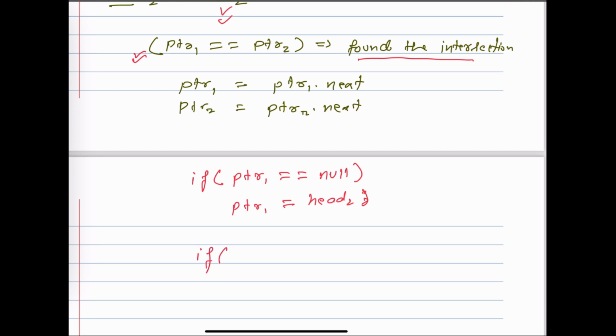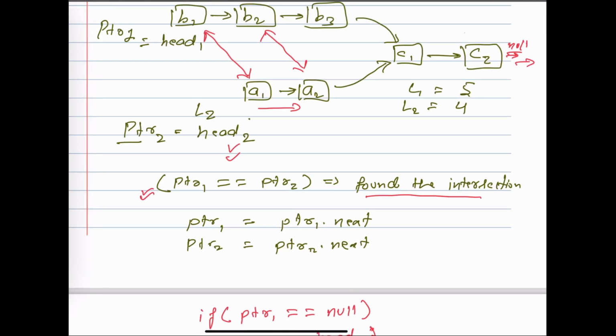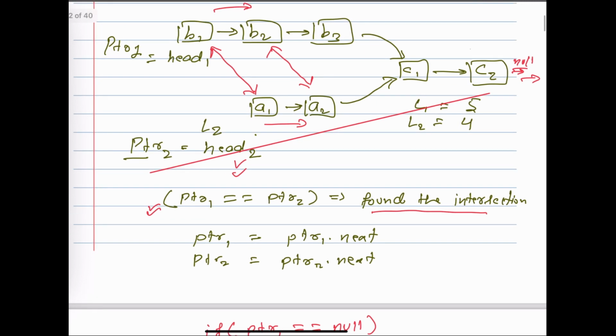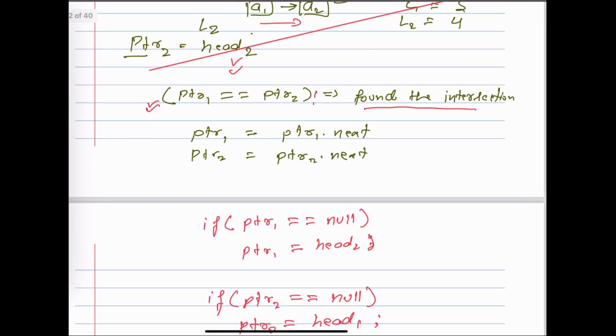And similarly, if my pointer 2 reaches null, I will make my pointer 2 point to head 1, okay? So in this case, if pointer 2 reaches null, we will make pointer 2 point to head 1. Similarly, if pointer 1 reaches null, we will make pointer 1 point to head 2. Okay, so this is a very simple approach, right? And if we have found the intersection, then you just return pointer 1.